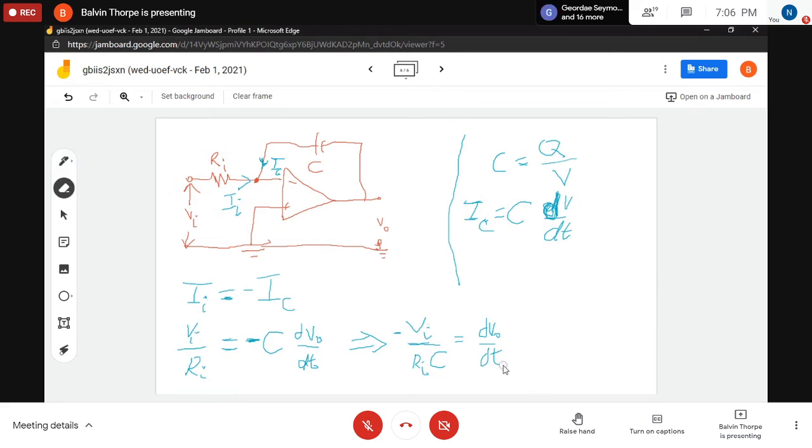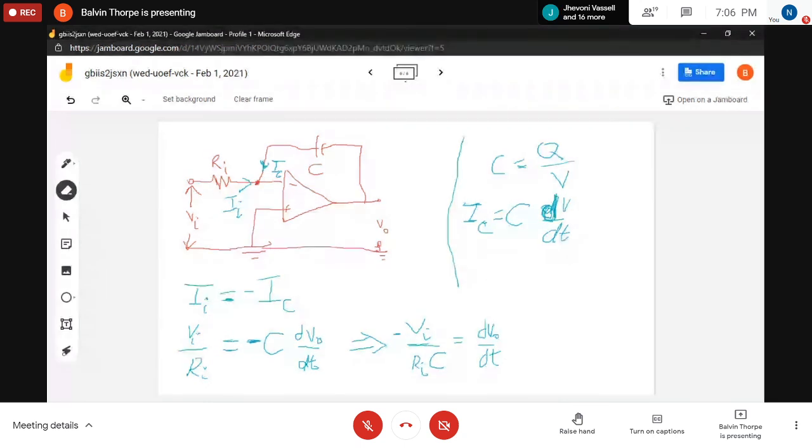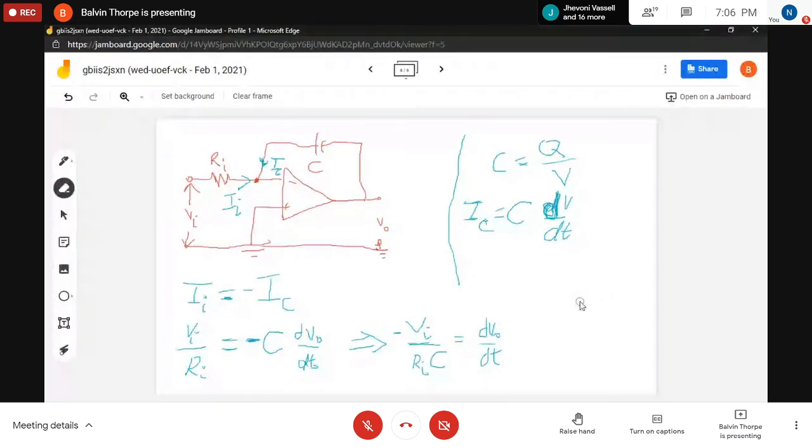But we want VO. So how do we find VO? DV over DT is the differential of the output voltage. If we want to get V and not the differential voltage, what would we have to do to get V from this expression? Integrate it. Brilliant. See? I must keep the class later because you guys are getting smarter when it's getting close to the end of the class.